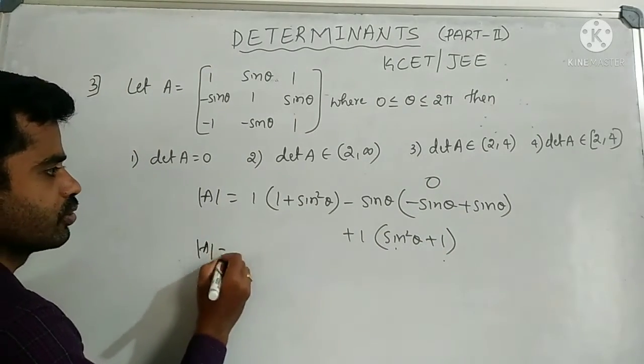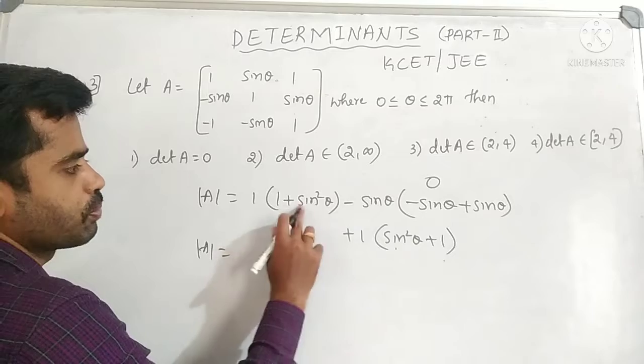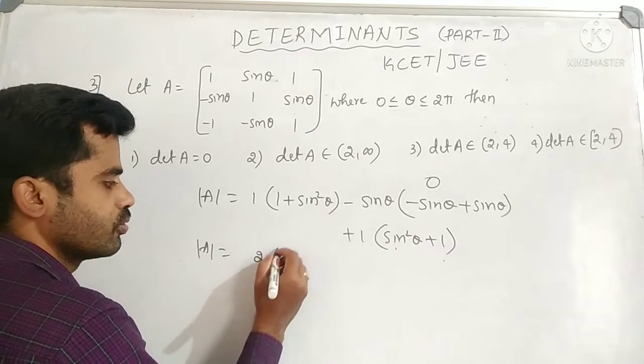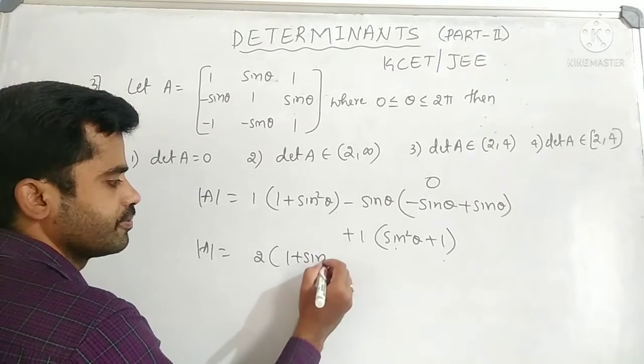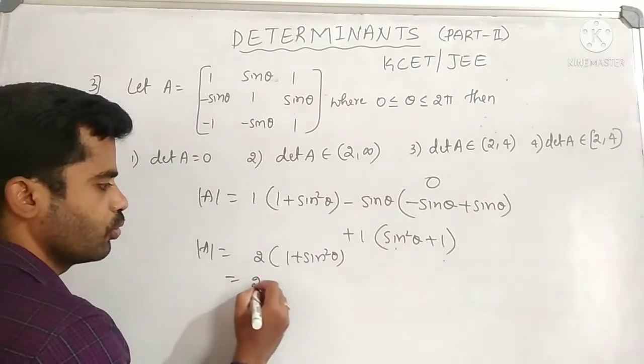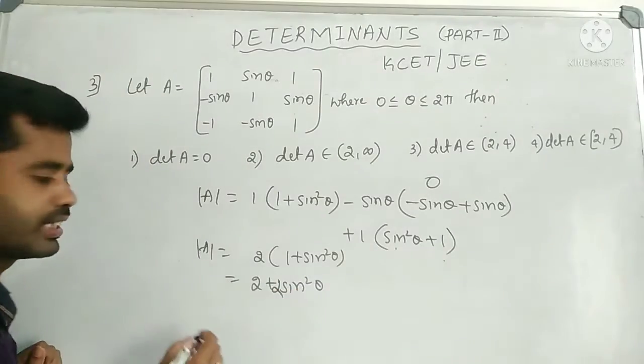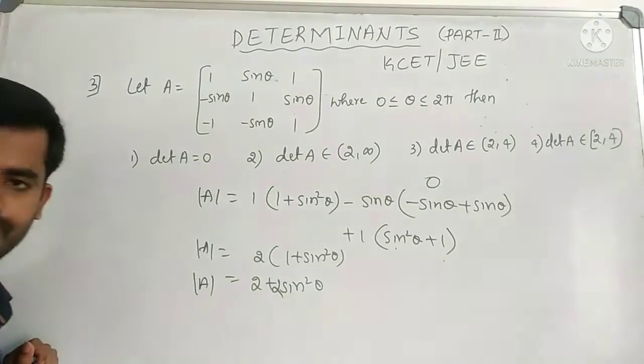Determinant of A is equal to... how many times is there? 1 plus sine square theta, 1 plus sine square theta. 2 times 1 plus sine square theta. Okay, it is nothing but 2 plus 2 sine square theta. This is the determinant of A.